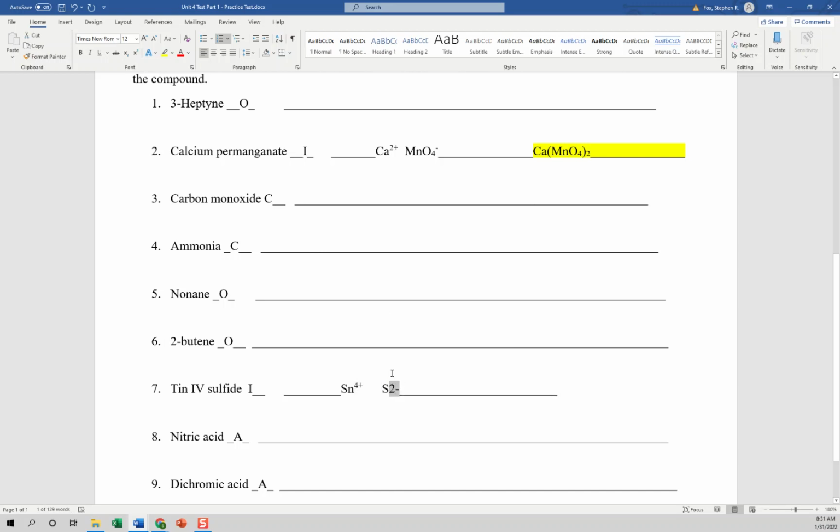I'm just going to show you. So we got a 4 plus and a 2 minus. If you're strictly just doing it step by step, then we'll swap and drop. So we'll get Sn2S4.